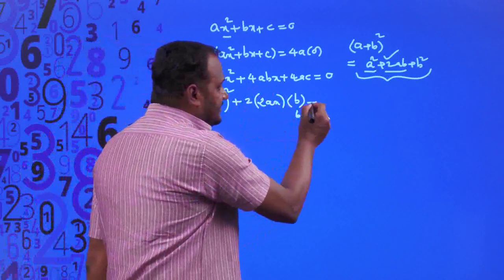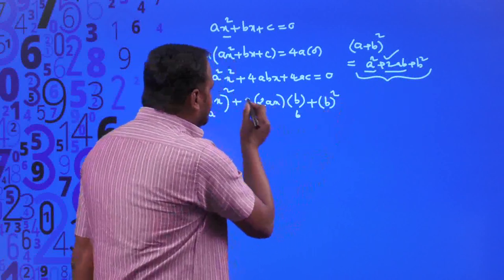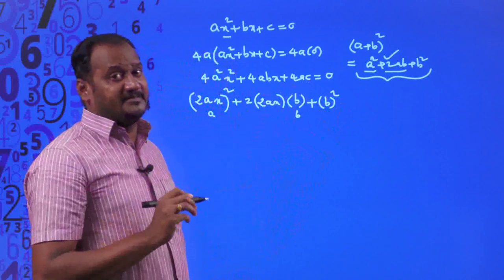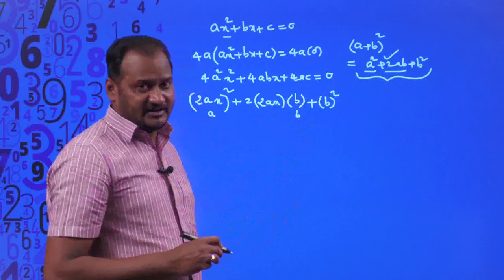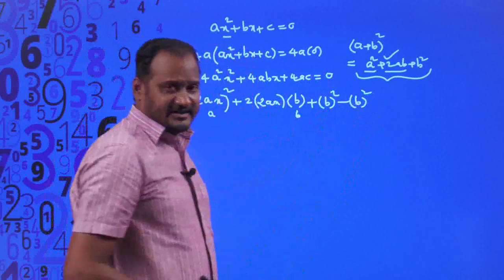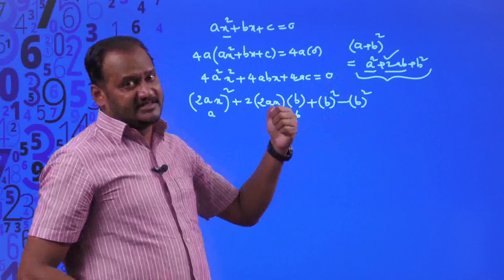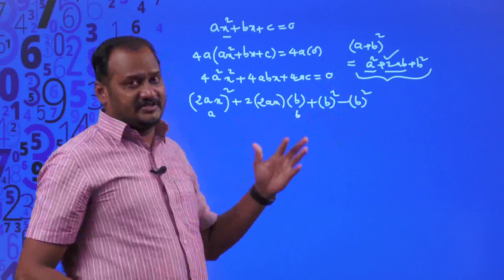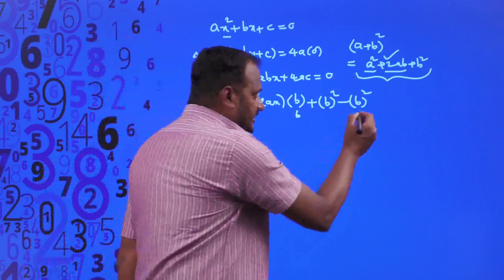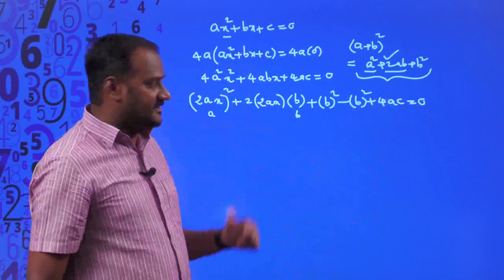So plus, what is the other term in the expansion? That is b square. So b square. But once you observe in this expression, b square is not there in any term. But we want that b square in order to make this one a square number. So for balancing, you will have to subtract it. Did you understand? We are adding b square as well as subtracting b square because we want b square to make it a square number. Since we are adding it newly, to balance this equation, you will have to subtract it. And we are left with one more term, that one more term is 4ac. So plus 4ac equals 0. Hope you understand this, right?